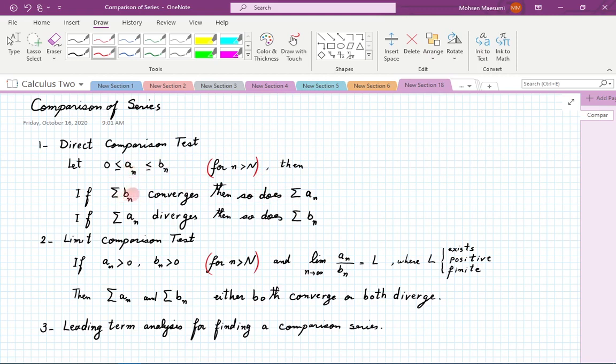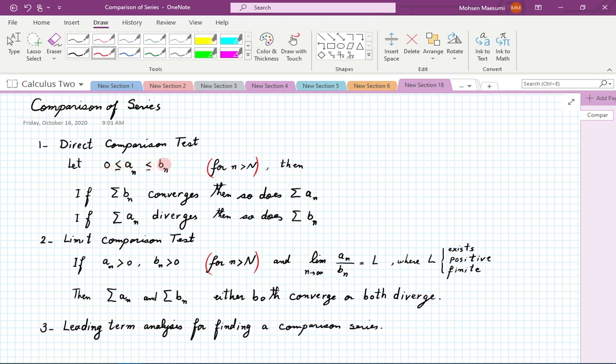If you know the smaller one converges, the larger one definitely diverges. On the other hand, if we know the smaller one diverges, then we can conclude that the bigger one is going to diverge as well. So that is the so-called direct comparison test.